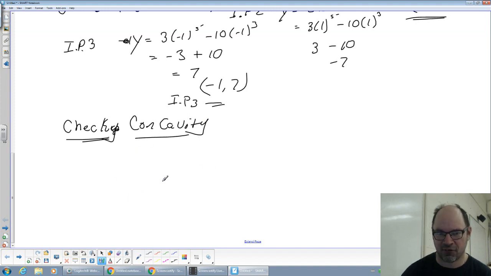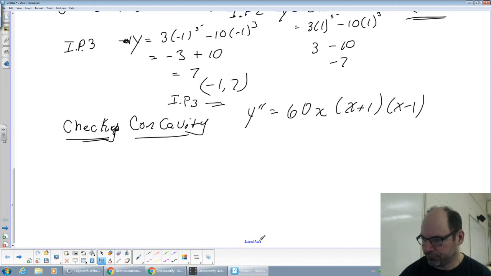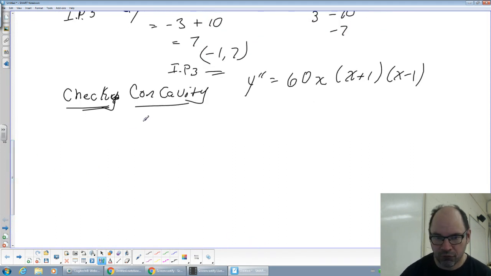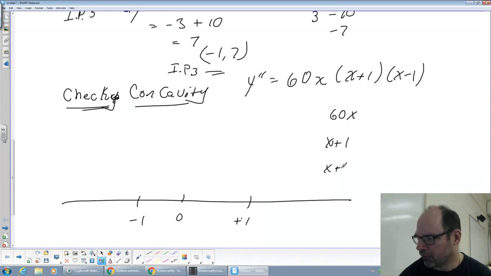Let's check the concavity. So how do you do that? You take y prime prime, which equals 60x times x plus 1 times x minus 1, and we check it. If we're doing that on our number line, we've got 0, negative 1, positive 1. And then we've got 60x, x plus 1, x minus 1. Okay, x at 0 is plus here.